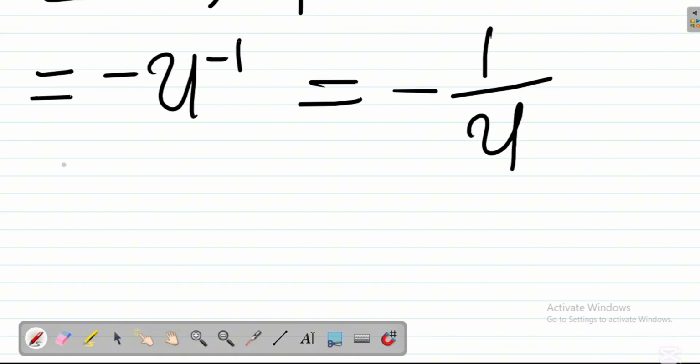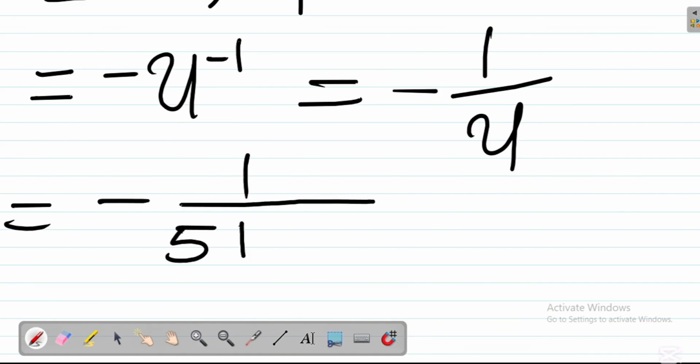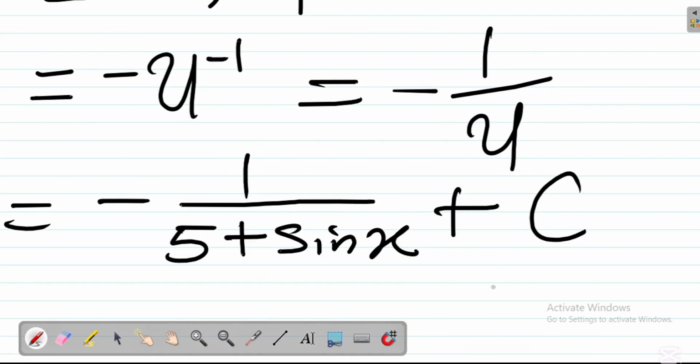Now our next task is to substitute the value of u. So if we substitute the value of u, we would have negative 1 all over 5 plus sin x, and then plus integration constant, which is c. So this is our final answer.